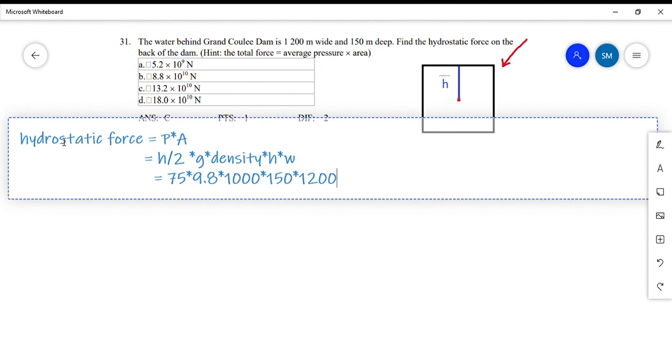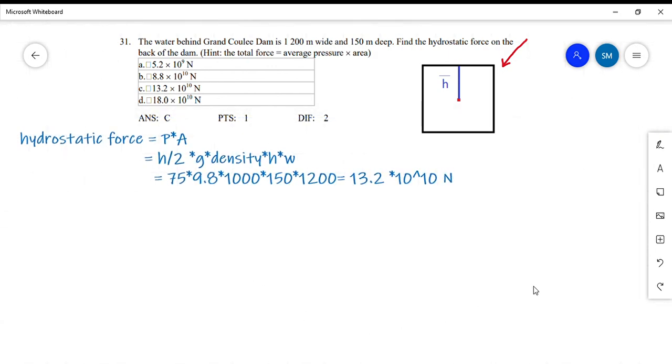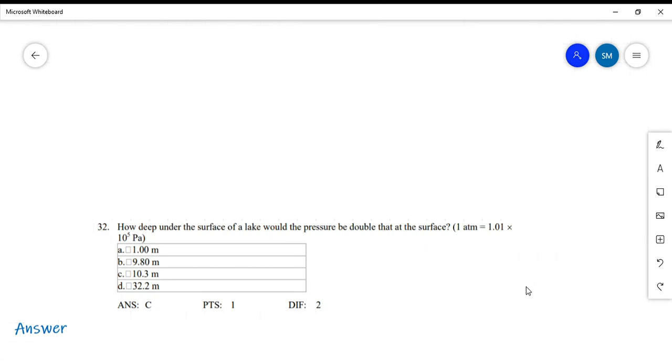All of this, by using the calculator, is equal to 13.2 times 10 power 10 Newton. This is the hydrostatic force. The last question in this video.